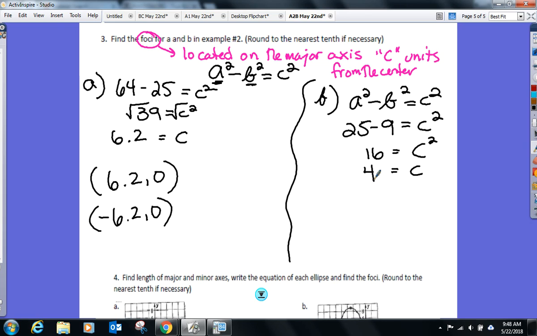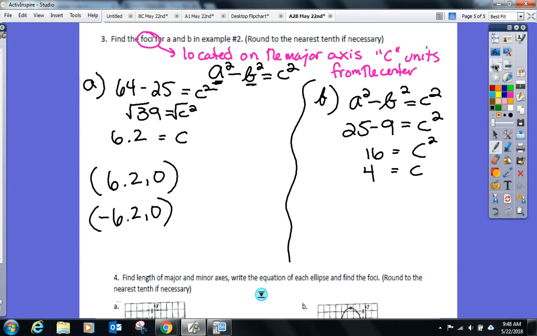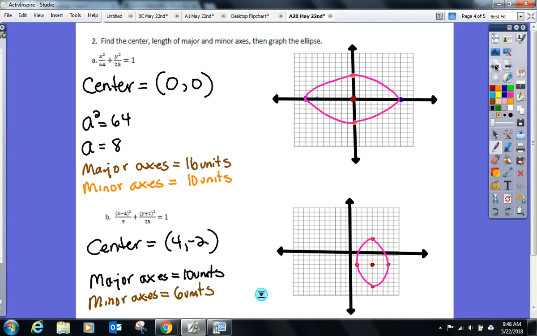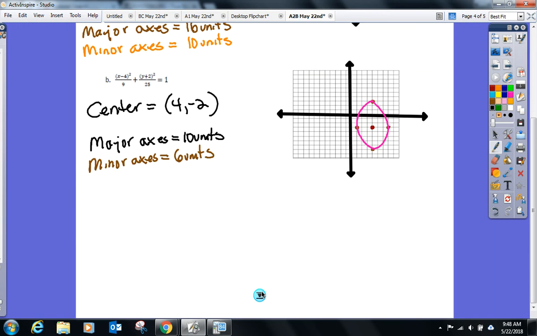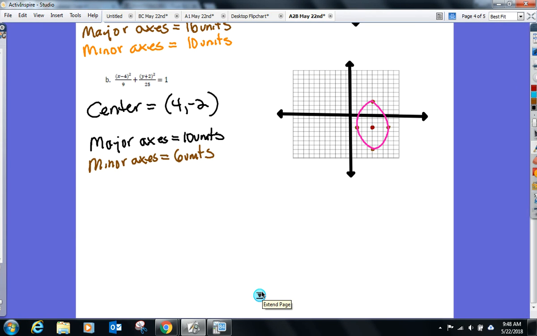All right, now we've got to do a little work. Let me go back to the graph. Yep, we're ready. From the center, I'm going to go 4 units. Up, down, or right, left? Which way in this case? Up and down, because the foci are always on the major axis. All right? What point is the center right now? 4, negative 2. And I'm going to go 4 units up and 4 units down from that.